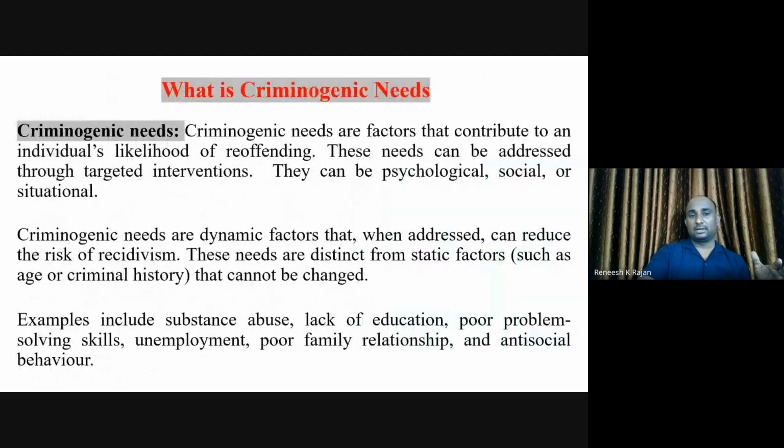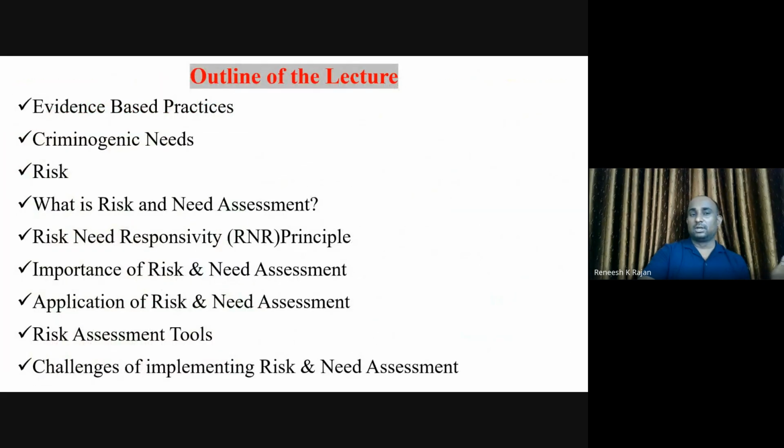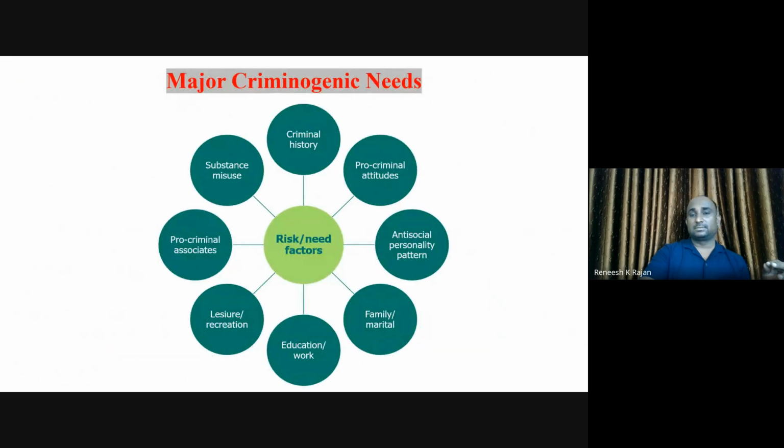Before that, today we talked about what evidence-based practice is, what the eight criminogenic needs are, what risk is, the risk of committing a further offense, what risk and need assessment is, why we need risk and need assessment, what the risk-need-responsivity principle is, the importance and application of risk and need assessment, different risk assessment tools, and the challenges of implementing risk and need assessment tools.